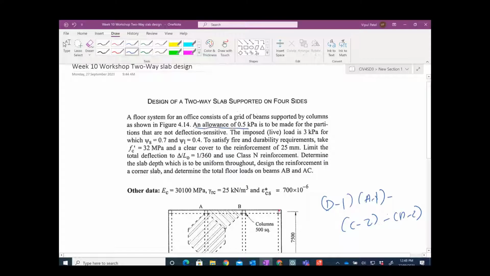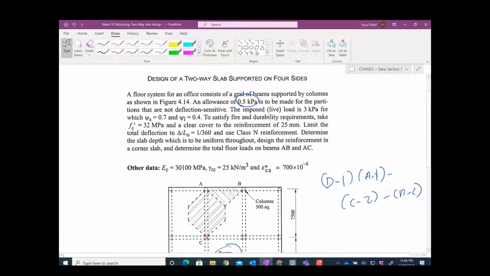An allowance of 0.5 kilopascals is to be made for partitions that are deflection sensitive or not deflection sensitive. So we have an additional dead load of 0.5 kilopascals given to us for partitions. Imposed live load is given as 3 kilopascals for office buildings. In AS1170.1, for office buildings, we have 3 kilopascals. It's basically saying that per square meter you have that many persons sitting in the office building.